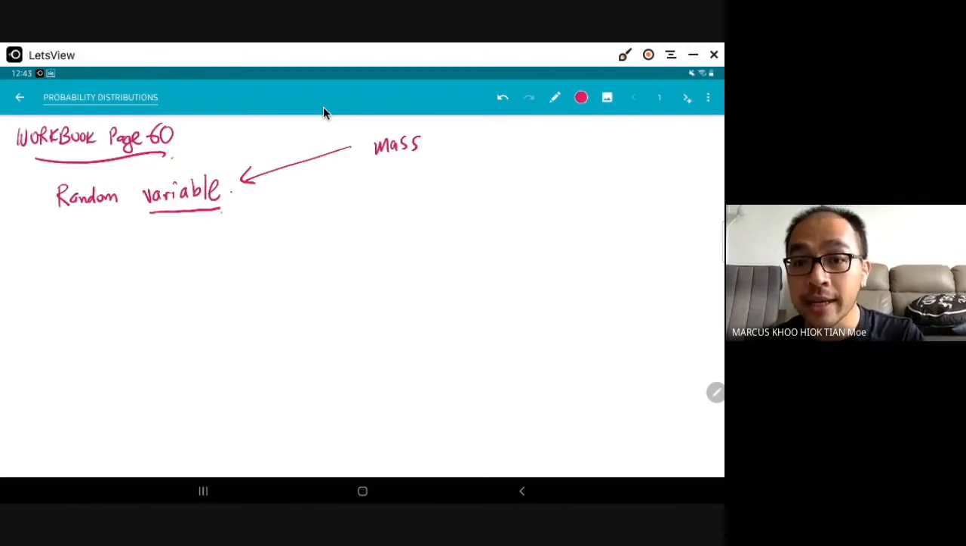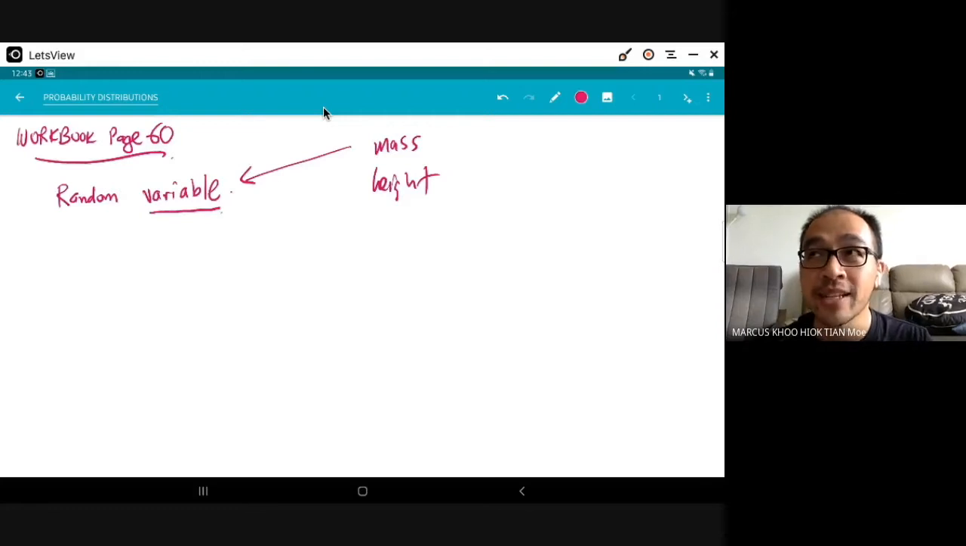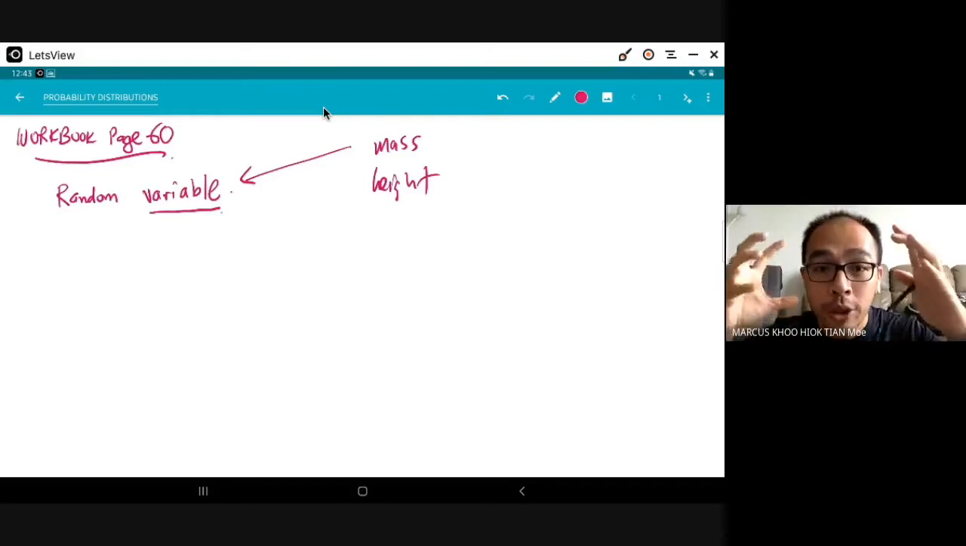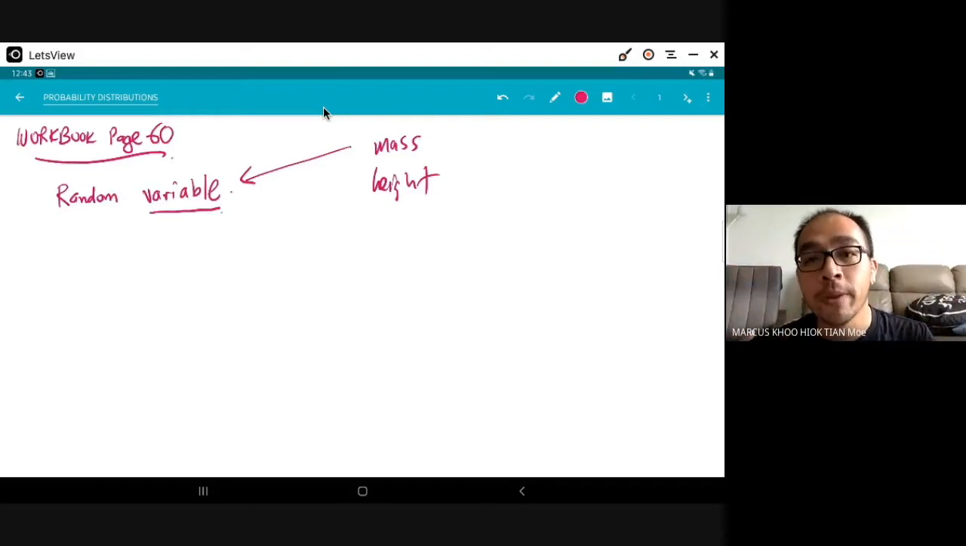Just like another one, height. Sean has a smaller, sorry Sean, Sean has a smaller height than, should I say everybody in the class? No, there are people that are small. Sean has a bigger height than Eva, for example. So mass, height, everything that we can put a number to is considered a variable.